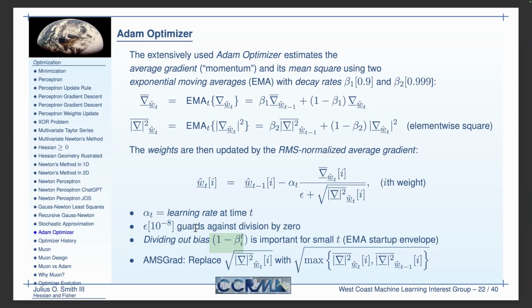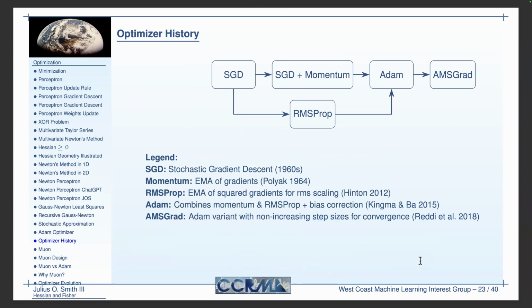And if you want AMSGrad, then you just make this little change here where you replace this with this, and it just has a little more memory. So you take the max of the second moment for the current time and the previous time, and it's giving you a little more memory, a little more history. And here's a history diagram that GPT-5 did for me.